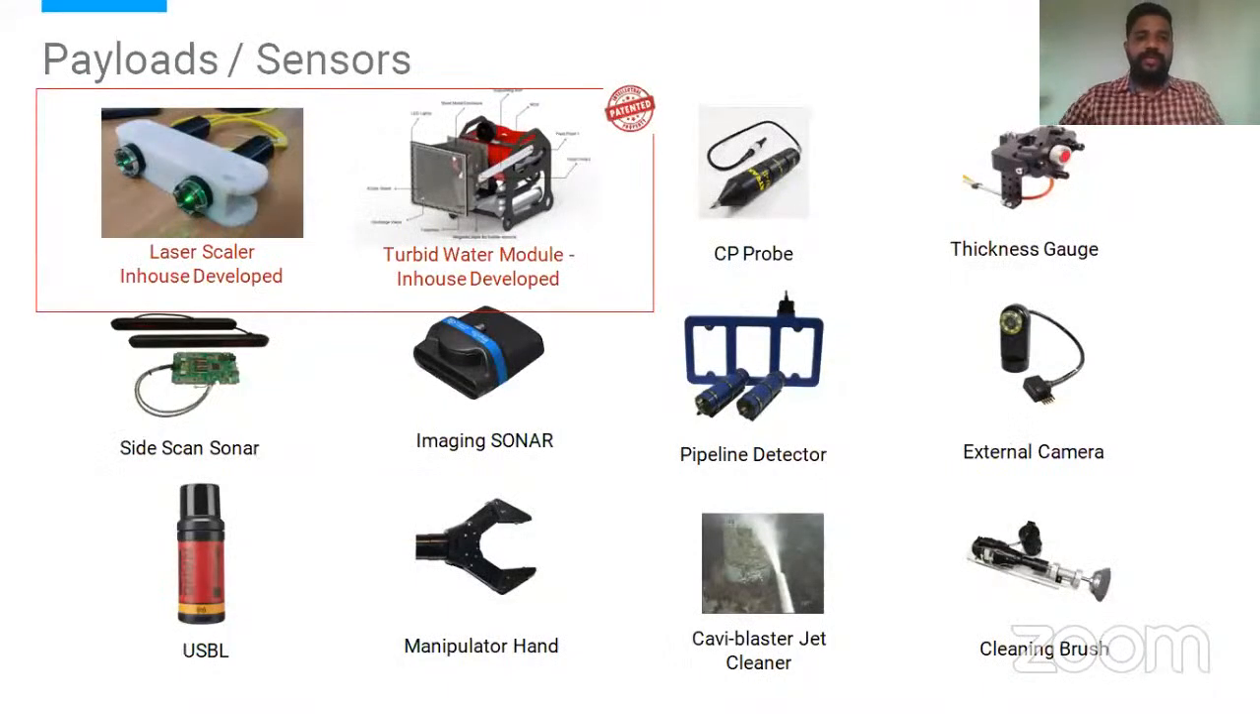These are some of the payloads: the laser scalar, which is our in-house developed, and the turbid water module. The turbid water module is for when the water clarity is very low, the water turbidity is very high, and we cannot get clearer videographic footage. So a module is fitted into the ROV. As you can see, there is a screen-like thing, and we inject fresh water in front of the camera. So the area around that camera will be clearer, and we get a clear image of the asset which needs to be inspected.